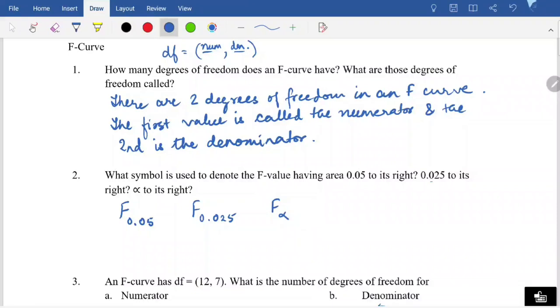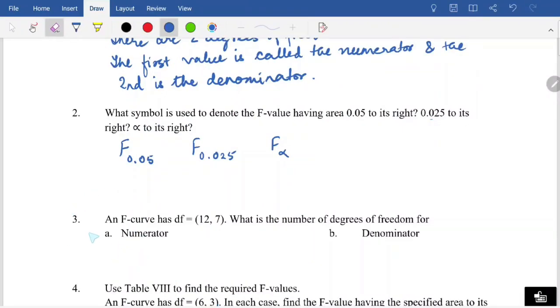Now the next one, question number 3, is to see whether you can identify which of these pair of values represent the numerator df and the denominator df. So an F curve has df of 12,7. What is the number of degrees of freedom for the numerator? The first value is the numerator, so the numerator is going to be 12, and the denominator is going to be the second one, therefore it's going to be 7, right?